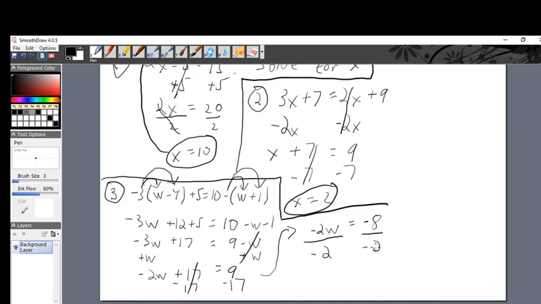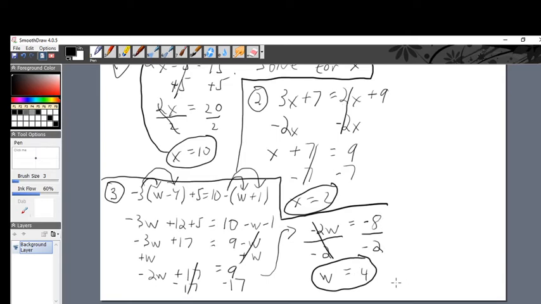Whatever you do to the left, you do to the right. This is gone, right? They just cancel out, become positive 1, so 1 I don't need. W. Negative divided by negative is positive, so we have 8 divided by 2 is 4. W is equal to 4, and this problem number 3 is over. It took some time, but it is over.